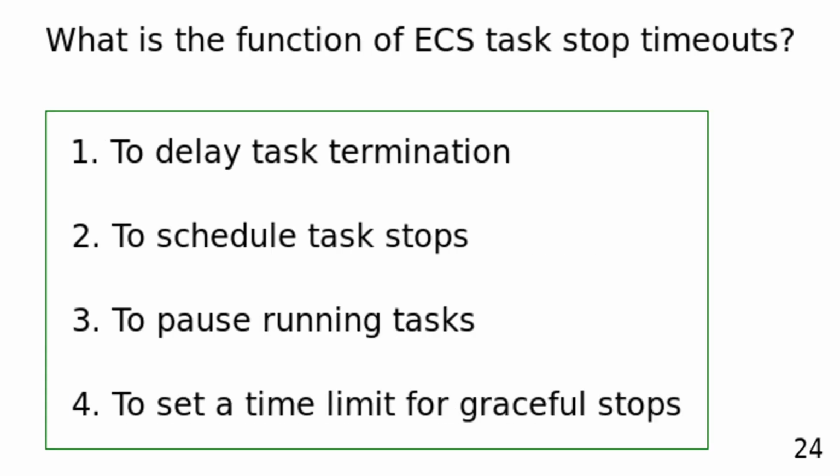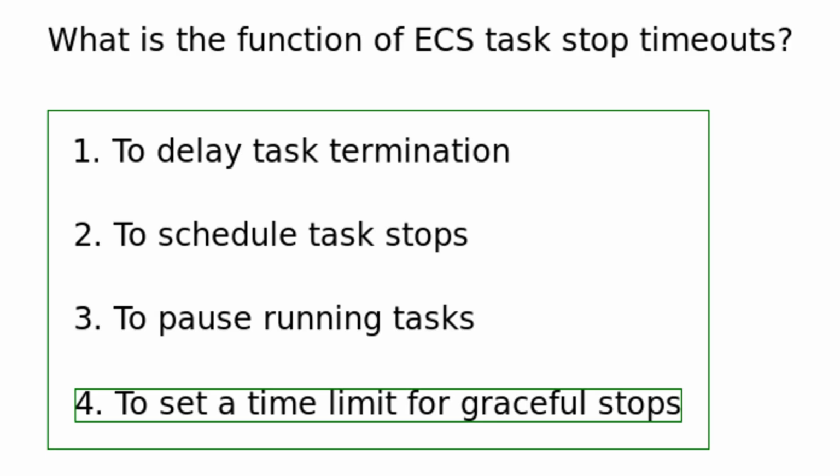What is the function of ECS Task Stop Timeouts? To delay task termination. To schedule task stops. To pause running tasks. To set a time limit for graceful stops. ECS Task Stop Timeouts set a limit on how long to wait for a graceful stop before forcing termination.